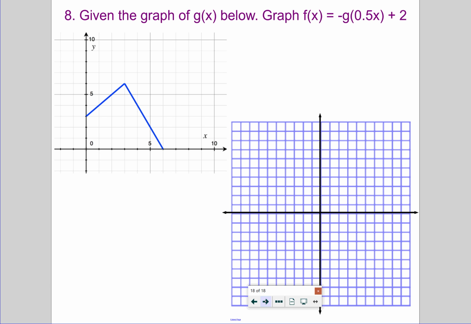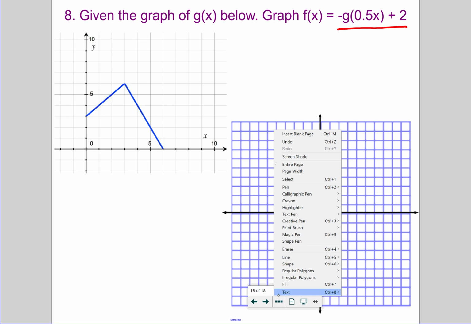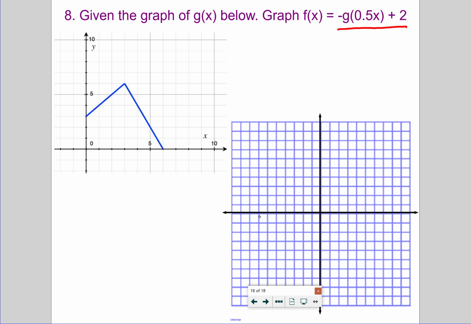Last problem, we are given a graph of g of x, and we want to graph function f, which is function g transformed a little bit. I think the easiest way to do this, instead of moving the whole graph, is just deal with the points that you're given on the graph. So I'm going to label these.